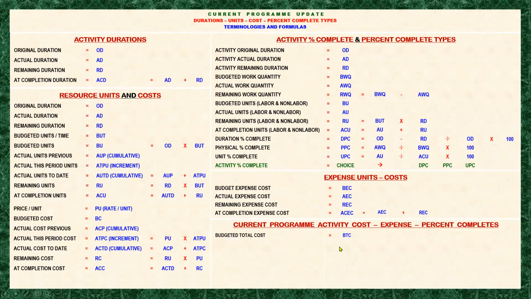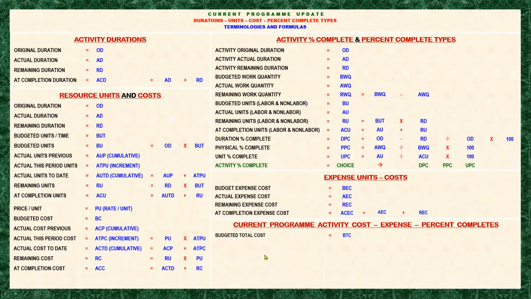Okay, so let me explain again. We have two types of presentation here, or the properties that we need to consider: the property of the activity and the property of the resource. So there are percent complete types intended for the resource only, and there is also a percent complete that is intended for the activity. So this is now what we are discussing. This is intended for the activity.